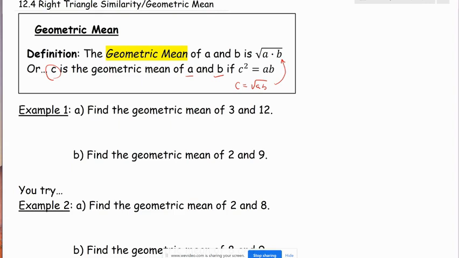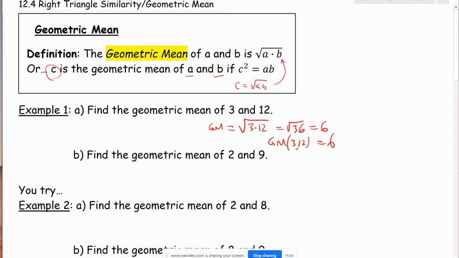As an example, to find the geometric mean of 3 and 12, the geometric mean is equal to the square root of 3 times 12. So that's the square root of 36, which is 6. So the geometric mean of 3 and 12 is 6.